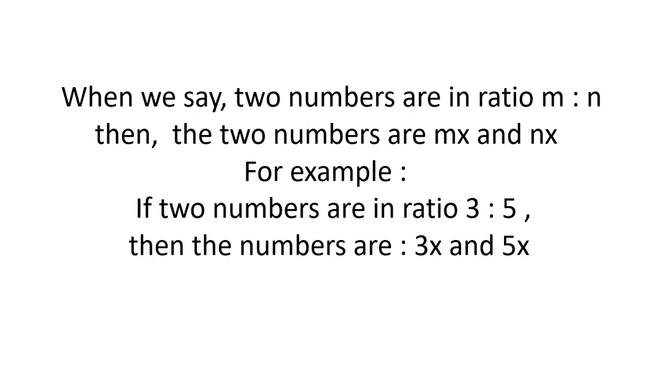When we say two numbers are in ratio m is to n, then the two numbers are mx and nx. For example, if two numbers are in ratio 3 is to 5, then we can safely assume that the numbers are 3x and 5x. This is also another important concept which you will come across in your linear equation sums, where you will have to translate or convert the linguistic statement into a mathematical statement like this.